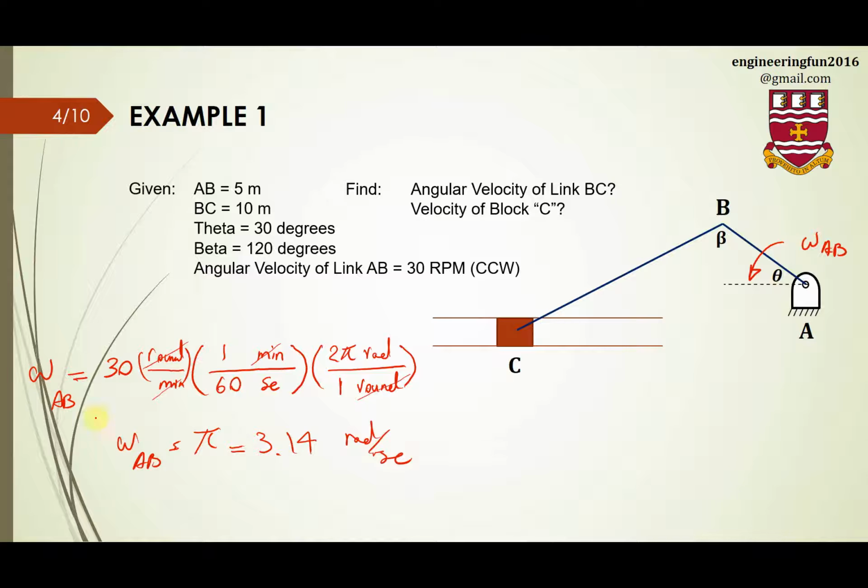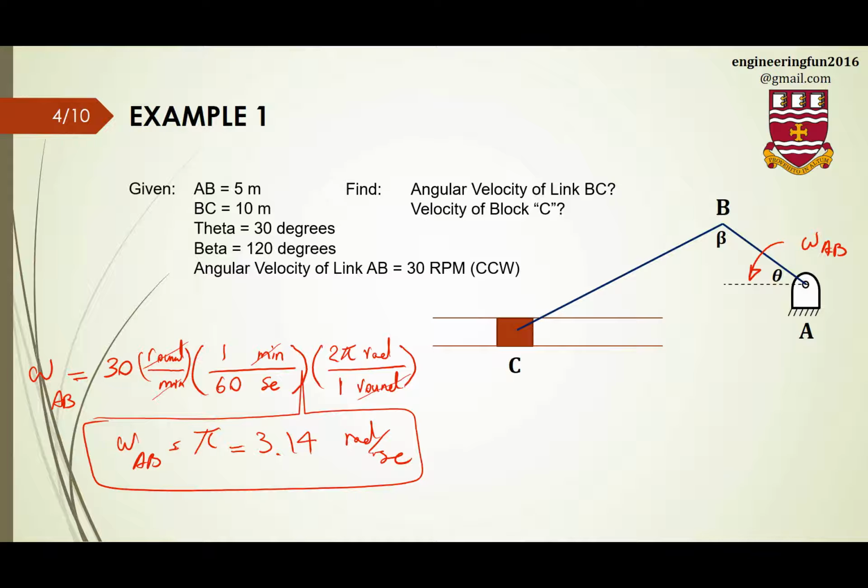So in the first step, I converted the angular velocity from RPM to radian per second, because we are working in the metric system, and this has to be the unit of angular velocity when we are working in the metric system.